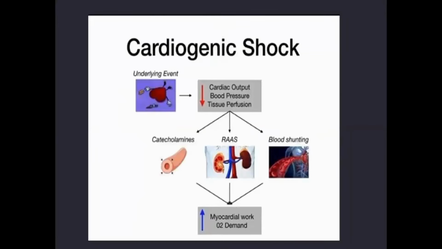Now we will move toward the particular types of shock. Any underlying insult which damages the heart causes a decrease in cardiac output. Decreased cardiac output results in a decrease in blood pressure, and of course decreased blood pressure results in decreased tissue perfusion. Now I will explain how these parameters change in cardiogenic shock.